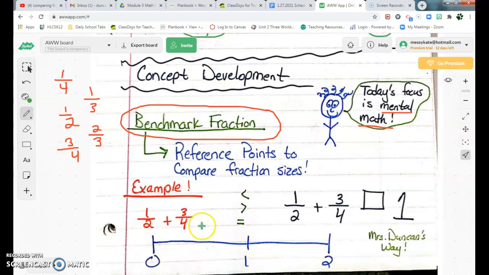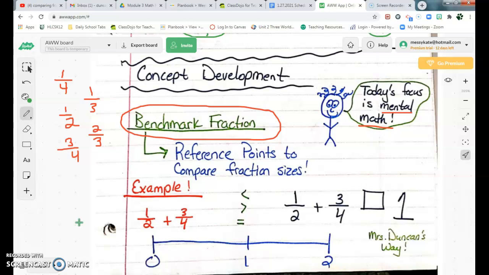So over here I have 1/2 plus 3/4, and I need to figure out if 1/2 plus 3/4 is going to be less than 1, greater than 1, or equal to 1. Now I could take these two fractions and butterfly them out, and see if 1/2 plus 3/4 would get me an answer over one whole or less than a whole. I could do that. But they don't want you to just go through and solve it. They want you to do this mentally.